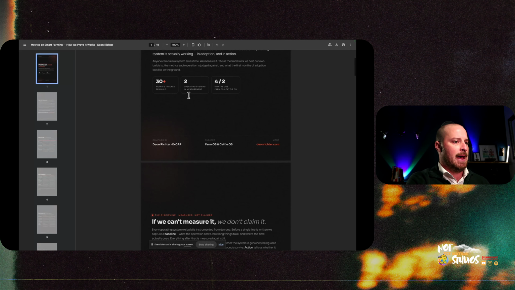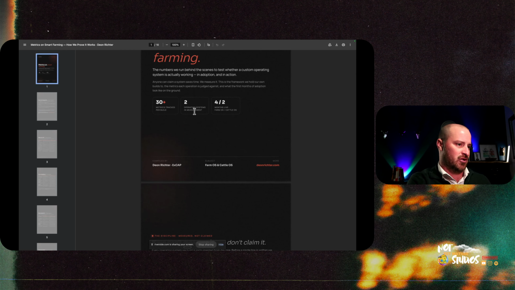But it does say, I'm just going to read this: the numbers we run behind the scenes to test whether a custom operating system is actually working in adoption and in action. Anyone can claim a system saves time, but we measure it. This is the framework we hold our own builds to, which obviously is unique to every single build, and the metrics each operation is judged against, and what the first months of adoption look like.